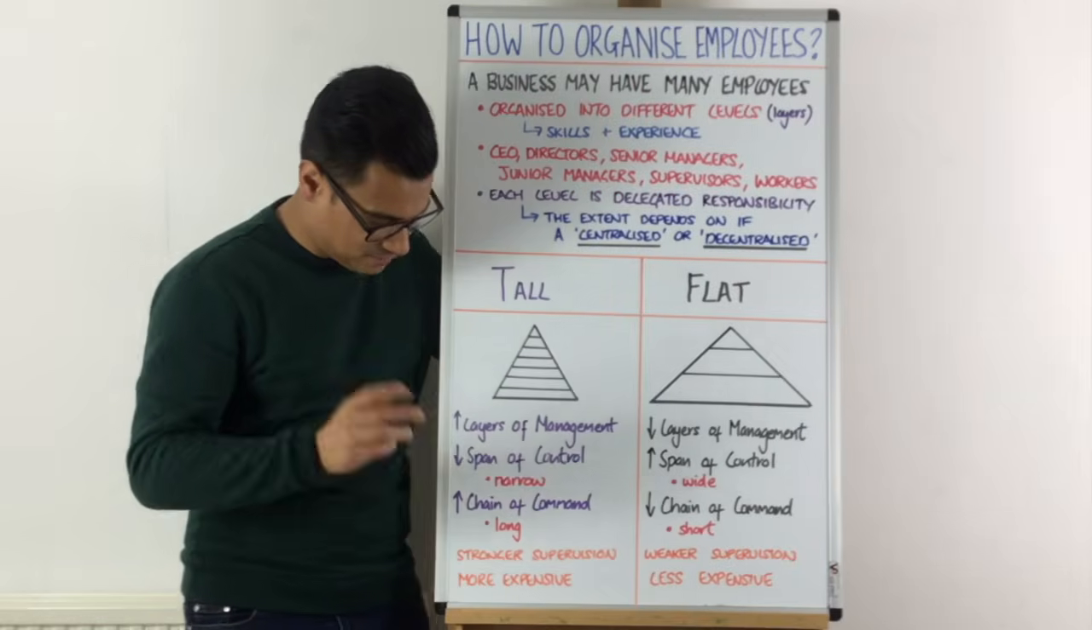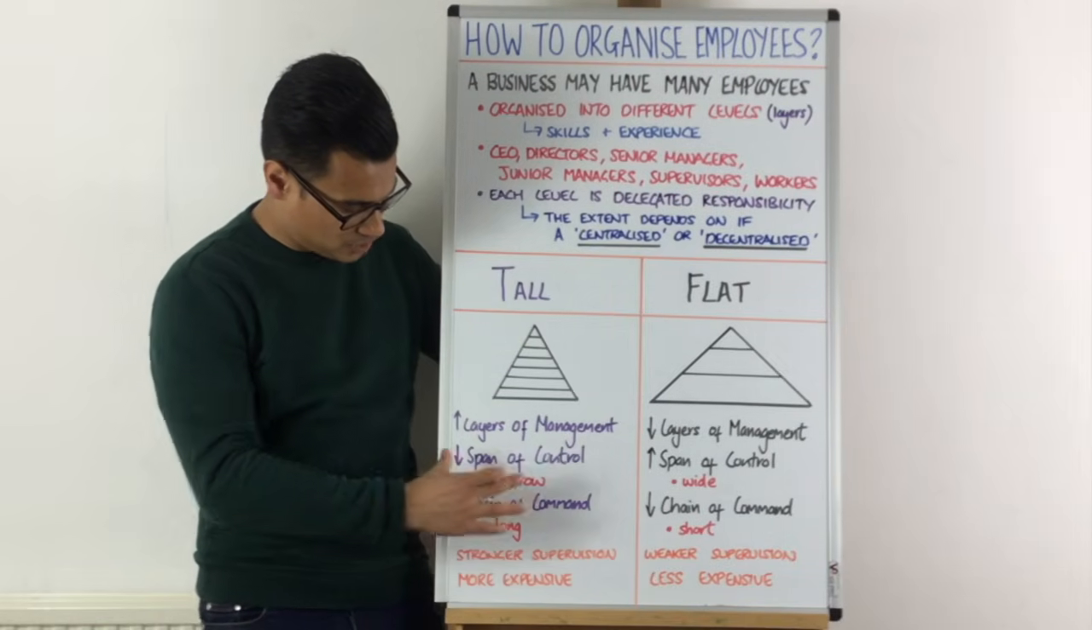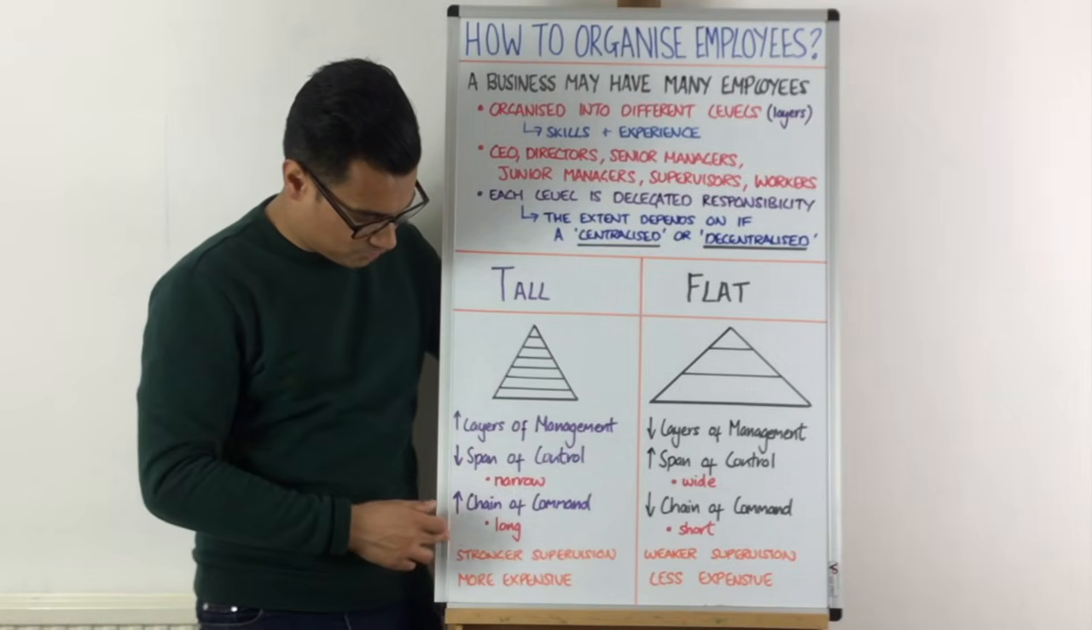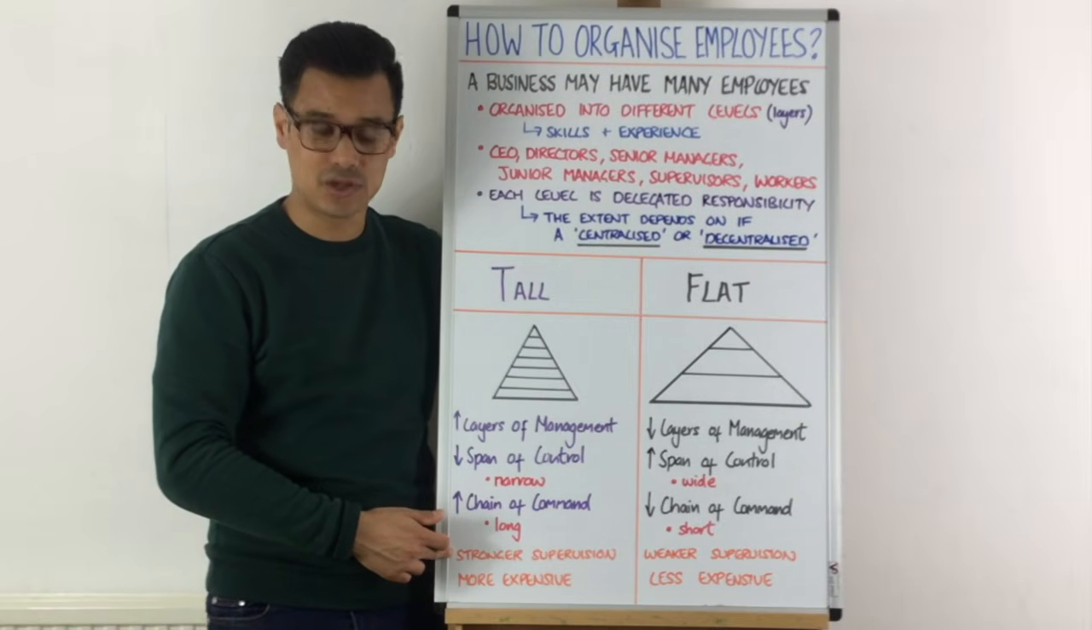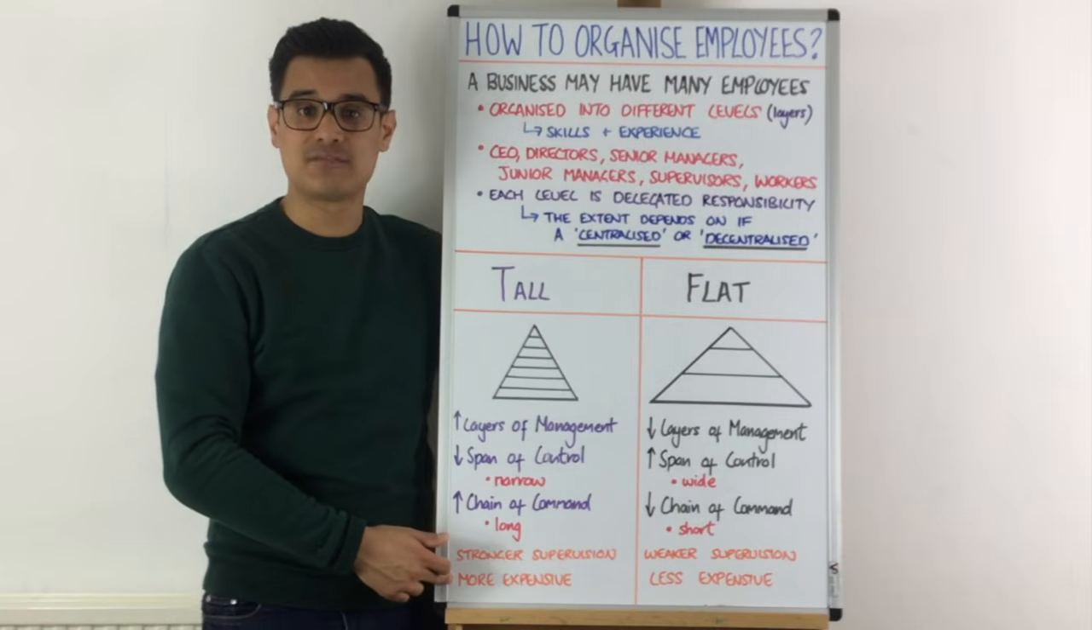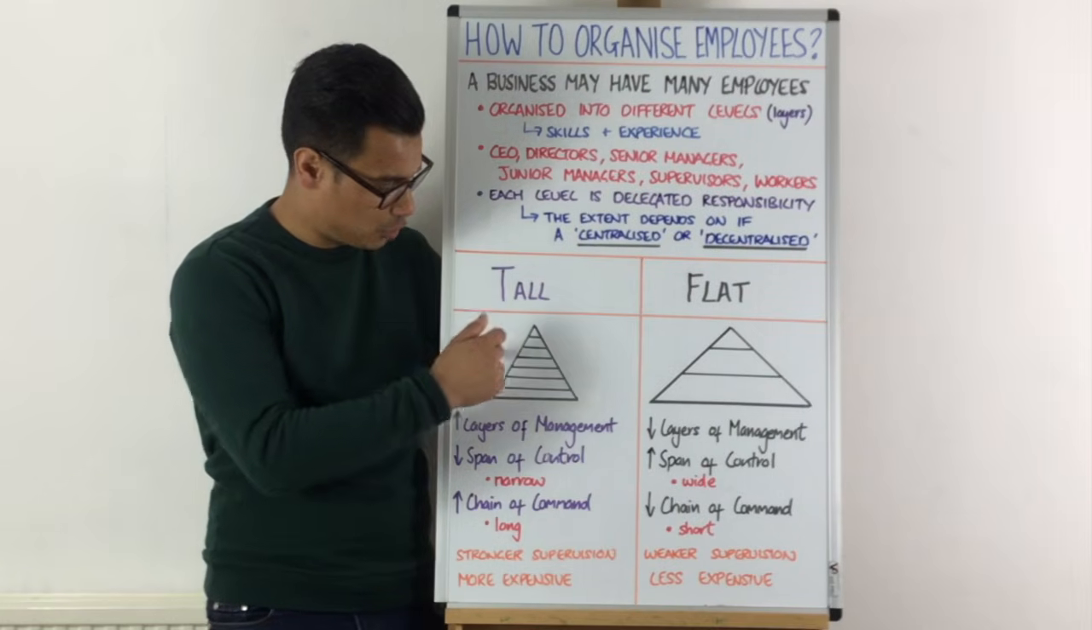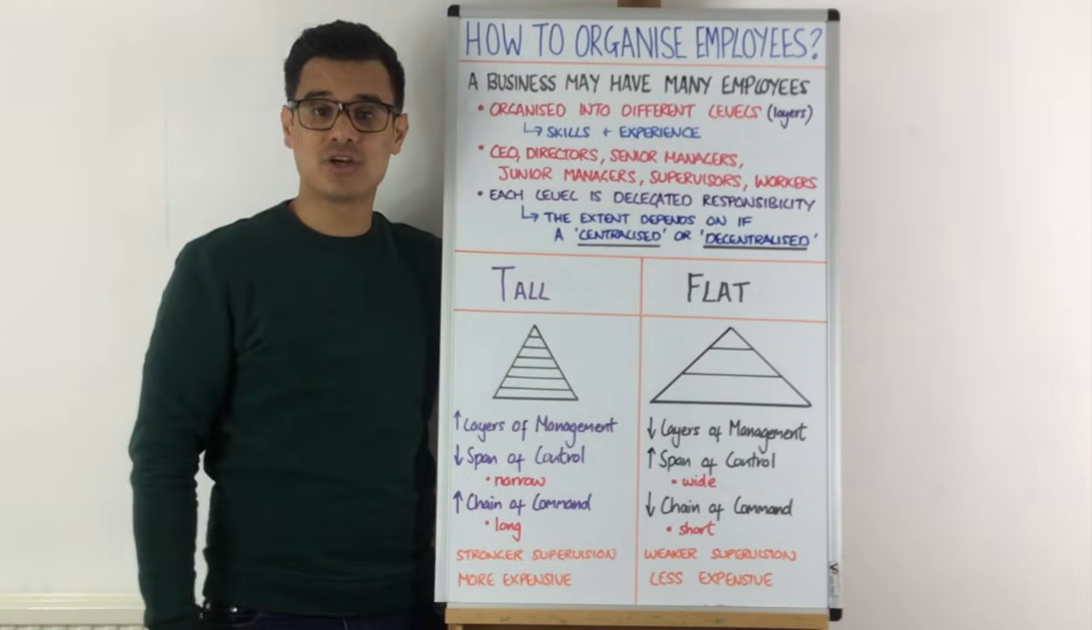Tall structures, basic things to know is that because of the fact that you've got a narrow span of control, you're likely to have stronger, closer supervision of the workers. But it's more expensive because you need to employ more managers. You're going to have lots of middle managers as a result of this.